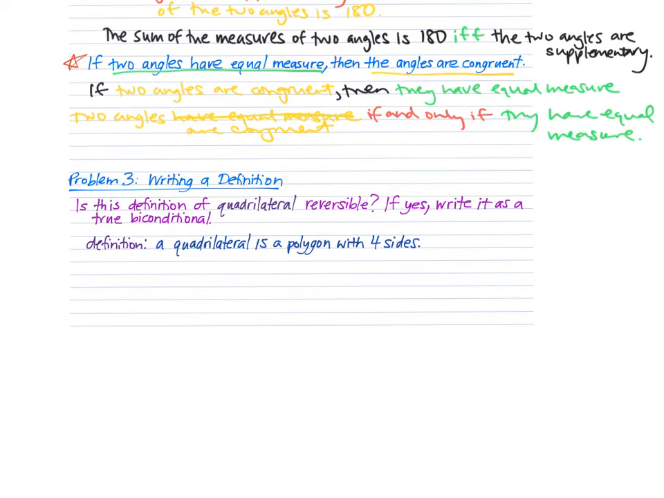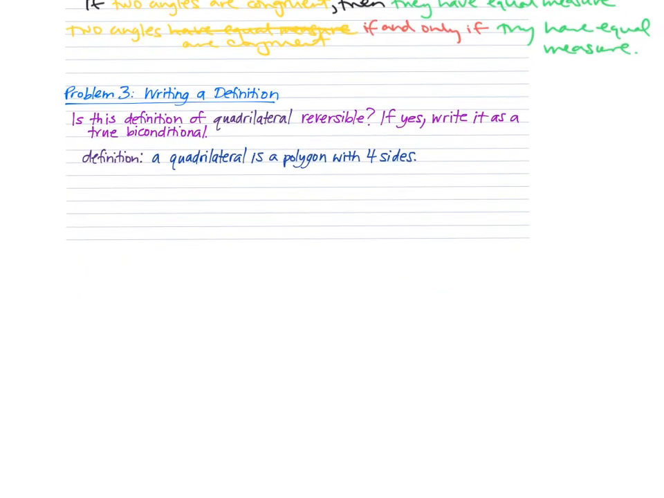So basically, a biconditional is true if you take a definition and write it as a conditional, then the conditional and the converse will be true. And then you can have a biconditional from that. If you have a definition, like that of a quadrilateral, a quadrilateral is a polygon with four sides. If you can reverse this and it's also true, then that means it's a definition, and you can write it as a true biconditional.